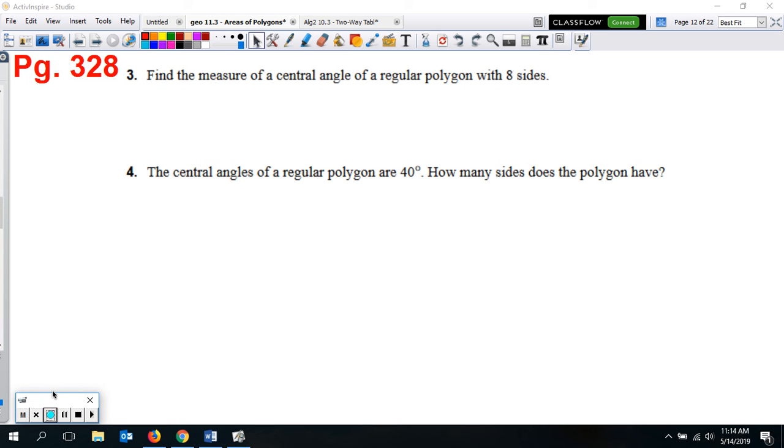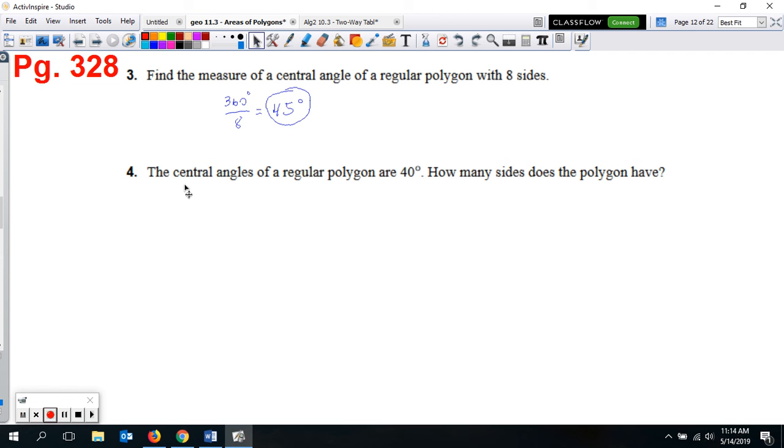Okay, on page 328, for 3 and 4, we're going to do a couple practice problems to help us figure out some central angle stuff. So for 3, it says find the measure of a central angle of a regular polygon with 8 sides. If it's a regular polygon with 8 sides, it means it's a regular octagon. What would the central angle be? That's going to be just 360 divided by 8, and so that would equal 45 degrees. That would be our central angle, 45 degrees. That's all we need there on that one.